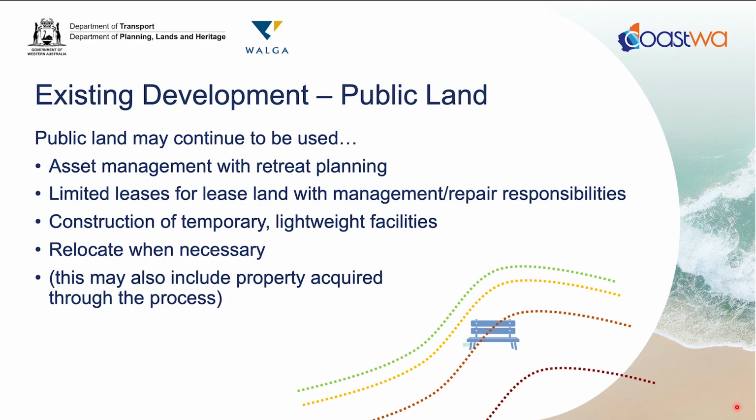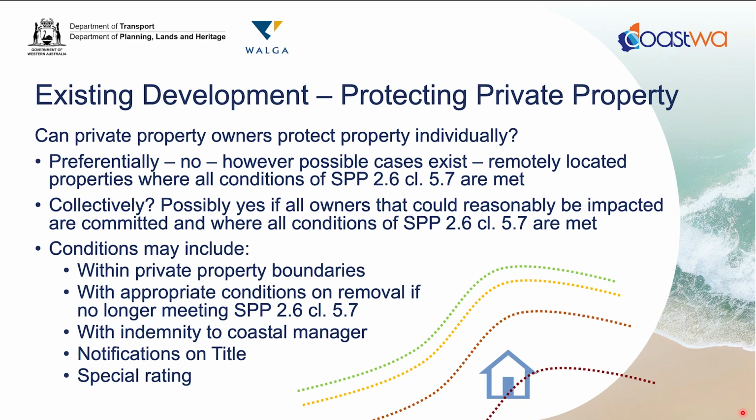SPP 2.6 talks about coastal protection for this type of public development as only being supported where it's demonstrated there's no significant negative impacts on the adjacent environment and in conjunction with appropriate funding arrangements for the construction and ongoing care, control, and maintenance being in place. But let's look at what it means when we're talking about private property.